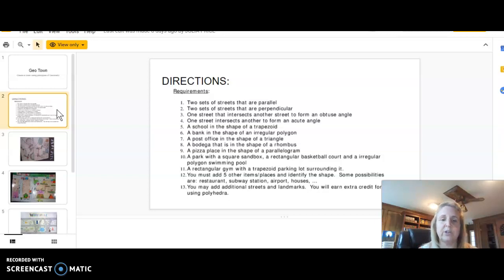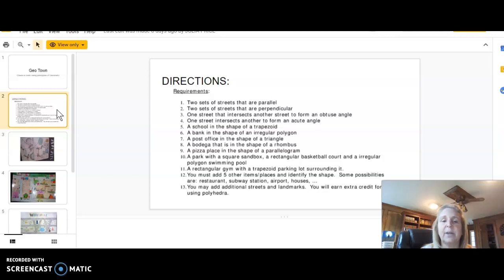Number 4, 1 street intersects another to form an acute angle, and an acute angle is an angle that's less than 90 degrees. Number 5, a school in the shape of a trapezoid. So 1 pair of parallel lines and 1 pair of lines that are not parallel. Number 6, a bank in the shape of an irregular polygon. So it can be a shape that has different sides, or sides that are different lengths. Number 7, a post office in the shape of a triangle. Number 8, a bodega that is in the shape of a rhombus. A bodega is kind of like your corner store. It could be kind of like your CVS or your Walgreens.